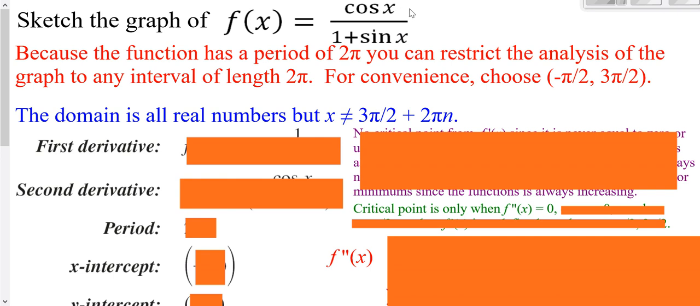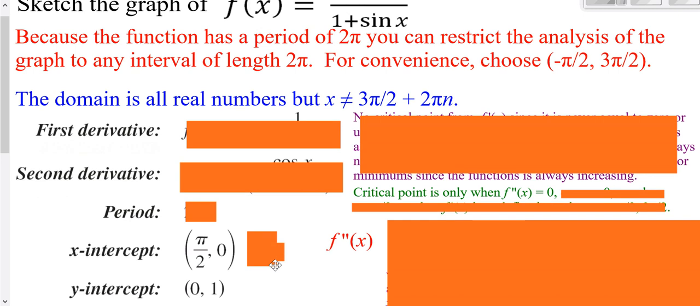So, to find your first derivative, well, we could also find your x-intercept. That's where you cross the x-axis. That's when it's equal to 0. The only way a fraction is equal to 0 is when the top is 0. You think of when is cosine equal to 0 on that interval, and it's only at pi/2. Your y-intercept would be when you plug in 0 for x, plug in 0 here, plug in 0 here, and you get (0, 1). Your period is 2 pi. We already talked about that.